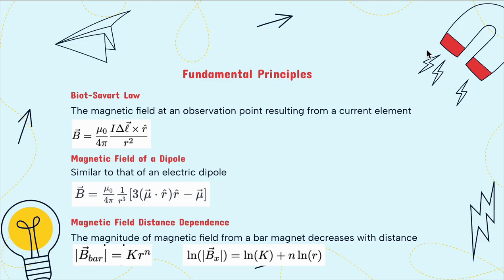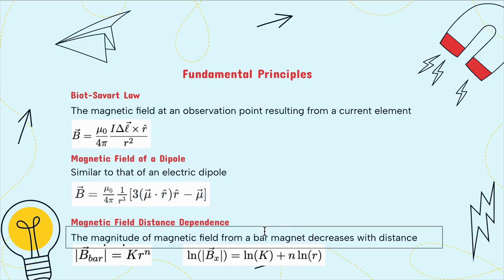So the fundamental principles guiding this experiment are firstly the Biot-Savart law, which is that the magnetic field at an observation point resulting from a current element is equal to that equation shown below. The magnetic field of a dipole is also a fundamental principle, and it acts very similarly to that of an electric dipole, actually, that we've seen earlier in this course. And that field is also given in the equation right beneath as well.